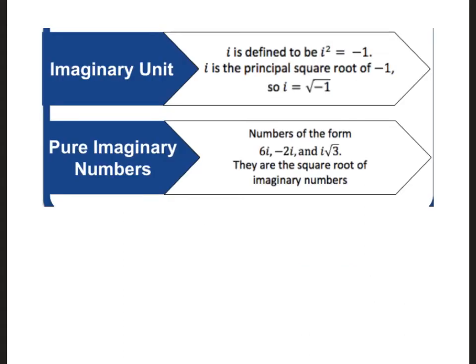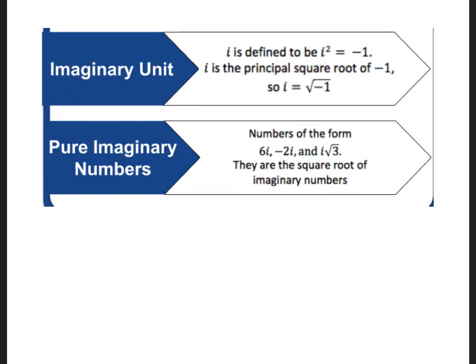The first one's imaginary unit. i is your imaginary unit. It's defined to be i squared equals -1, and i is the principal square root of -1. So i equals the square root of -1. Prior to this, you couldn't take the square root of a negative number. So we use that imaginary number to represent the square root of a negative number.